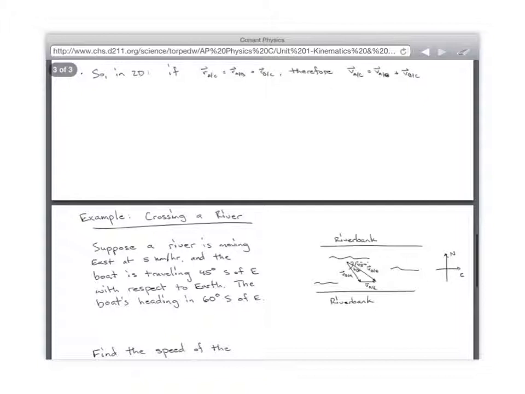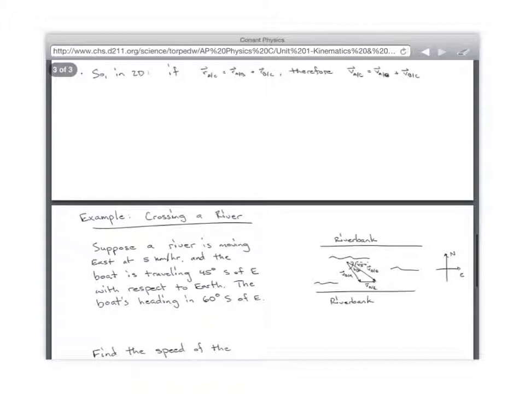Wait, what were the two things I was talking about? Boat and river. No, boat and Earth. So that's going to be the total. Boat with respect to the Earth would be boat with respect to the river plus river with respect to the Earth. So that's going to be the resultant vector, boat with respect to Earth. Got it?